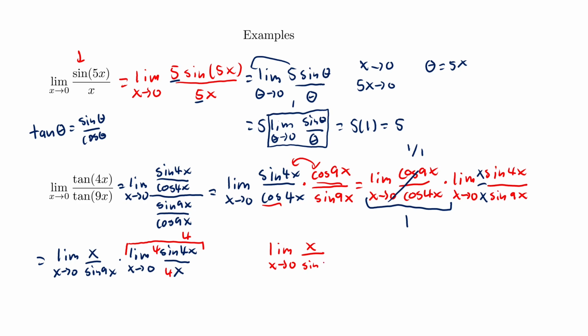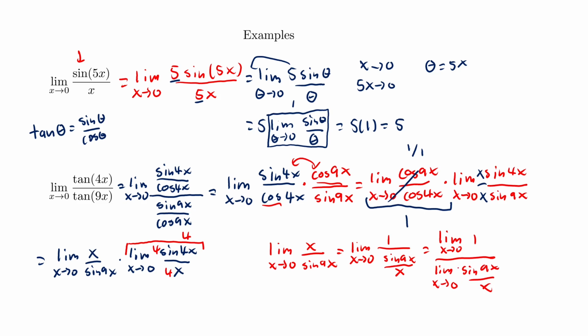One thing that we can do here is rewrite this as the limit as x approaches 0 of 1 over sine of 9x over x. We're doing the reverse of inverting and multiplying. And this, by the quotient rule, is just going to be the limit as x approaches 0 of 1 over the limit as x approaches 0 of sine of 9x over x.